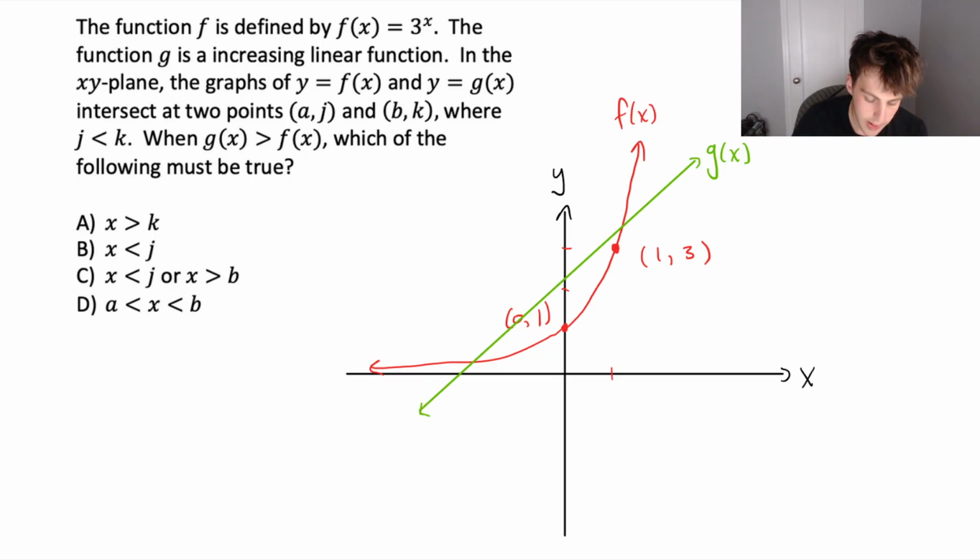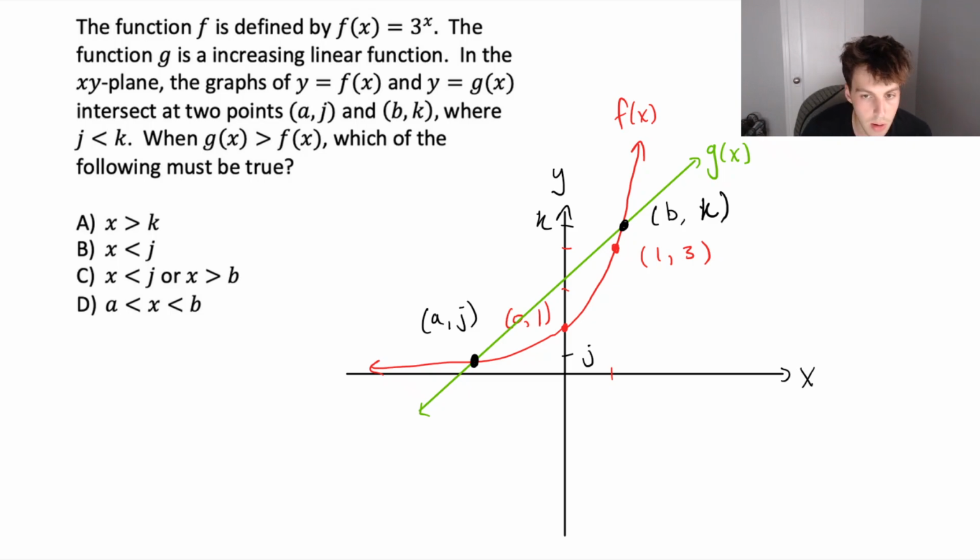Okay, and it says that g of x intersects f of x at 2 points, (a, j) and (b, k), and we can see that on our graph. So let's also label those. This is going to be (a, j). Our second point of intersection will be (b, k), sorry. And we know that these are the points because it tells us that k is going to be greater than j, or the y values of these points. You can see that k on our y-axis is greater than our value of j. So we know we've labeled these correctly.